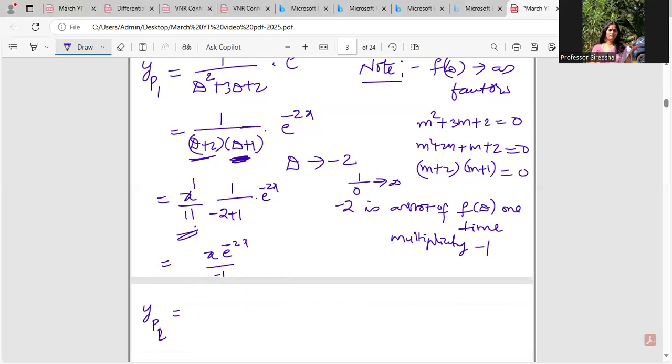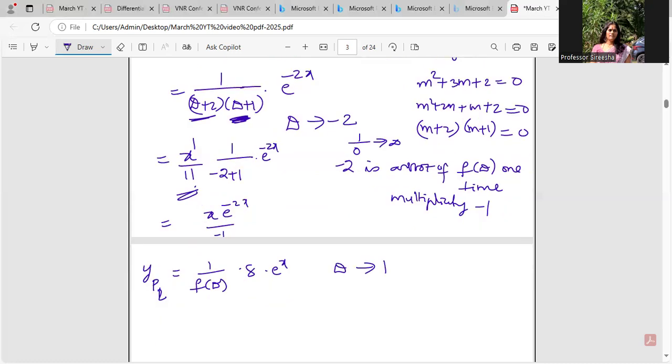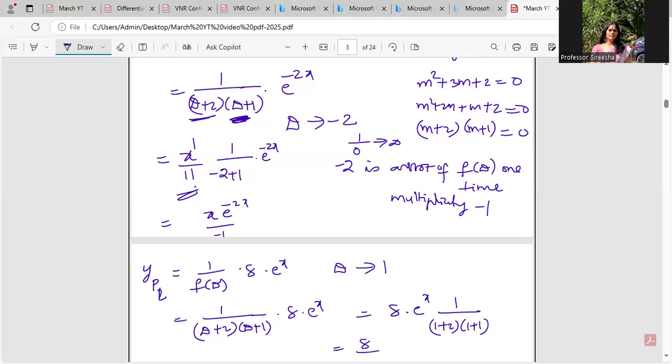Now coming to yp2, guys. 1 by f of d into 8 e power x. Now I should be replacing d by 1. Let me write the factors and check: 1 by d plus 2 into d plus 1. No problem at all. Nowhere is it becoming infinity or an undefined value. 8 can be taken out, and once I replace d by 1, I can take out e power x as well. It would be 1 by 1 plus 2 and 1 plus 1, so 3 into 2 would be 6. It would be 8 by 6 into e power x, or 4 by 3 into e power x. That would be yp2, guys.